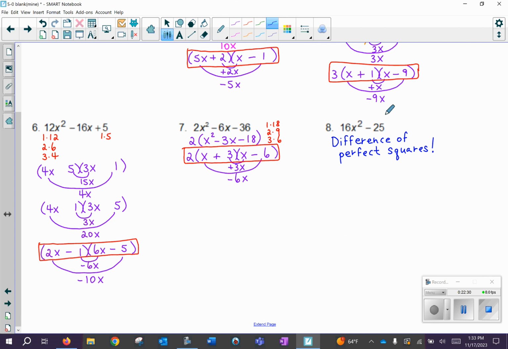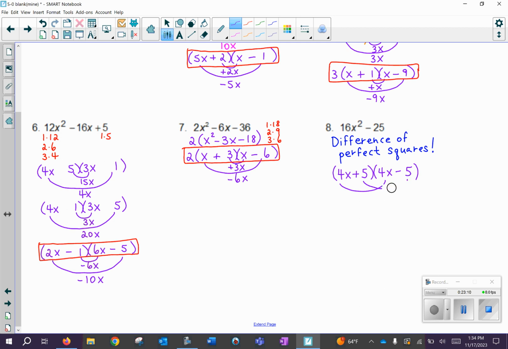So in this case, the parentheses turn into the following. The square root of 16 and x squared is 4 and x. So 4x goes in the front of each parenthesis. The square root of 25 is 5, so 5 goes in the back of each parenthesis. And then one is always plus and one's minus, and you're done. But let's convince you that it works. Distribute. There's the 16x squared, right? And here, if I do FOIL, that was the first. Let's do the last. There's the negative 25.